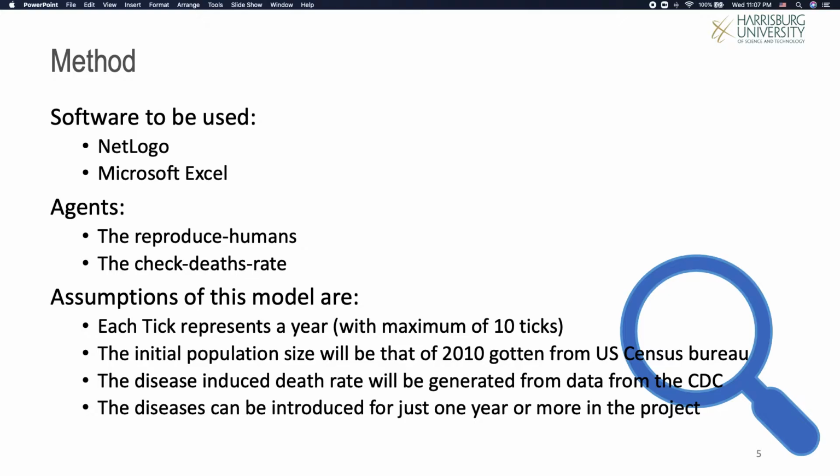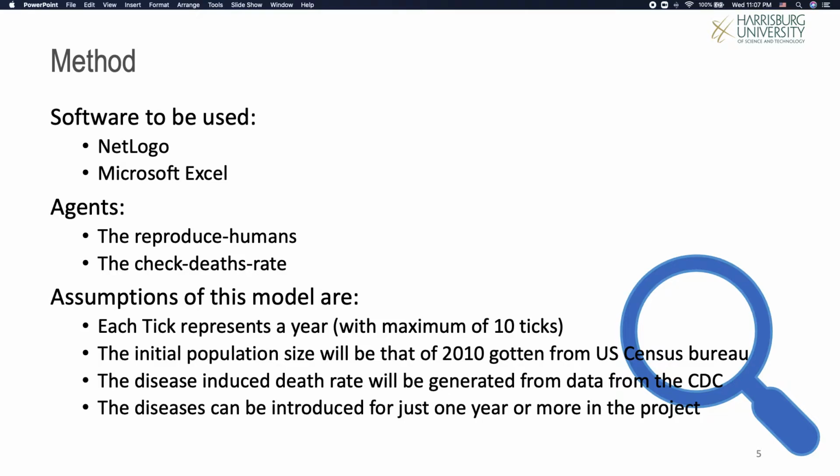Now, what method did we use to implement this model? We previously wanted to use NetLogo. However, it kept crashing when we were implementing this model. We'll go into that later. Hence, we used Microsoft Excel. The agents are "reproduce humans" and "check death rate." The check death rate, reproduce humans literally uses the birth growth rate.